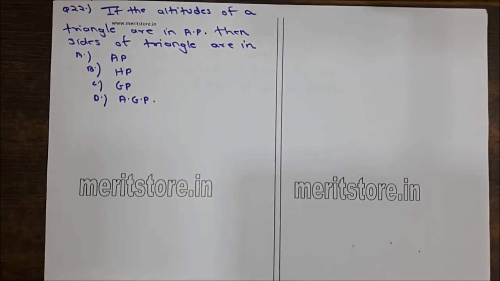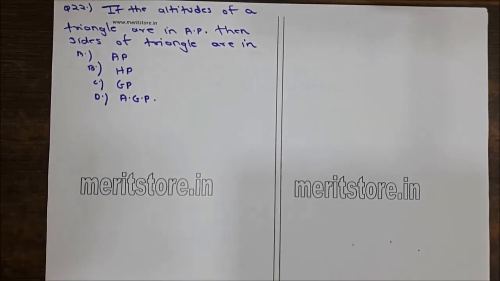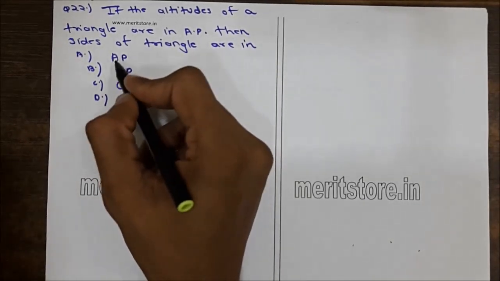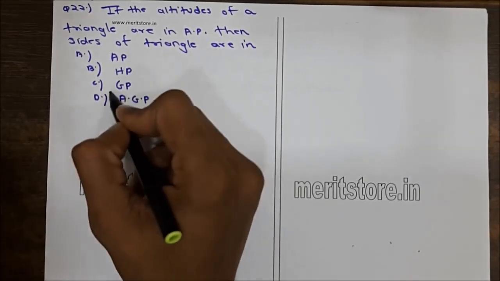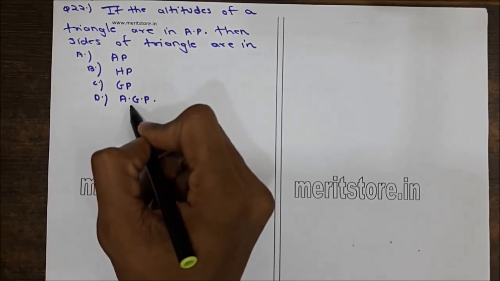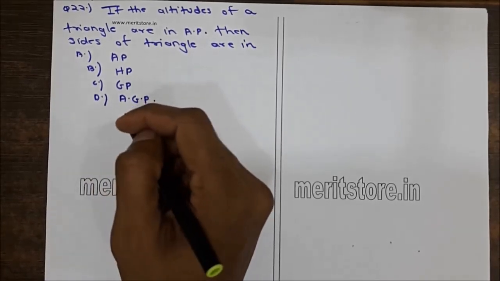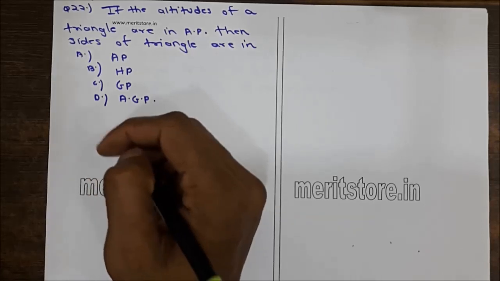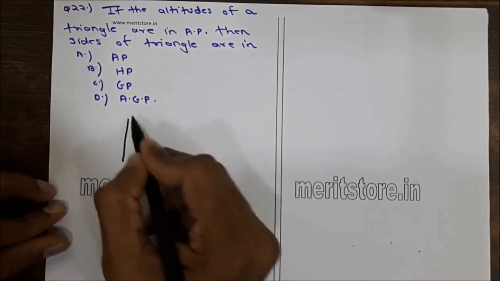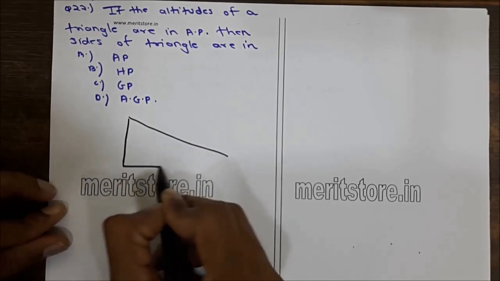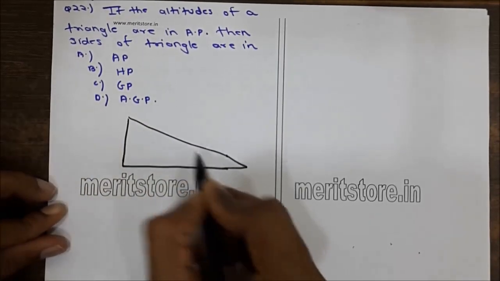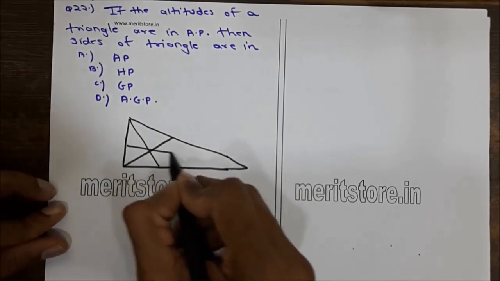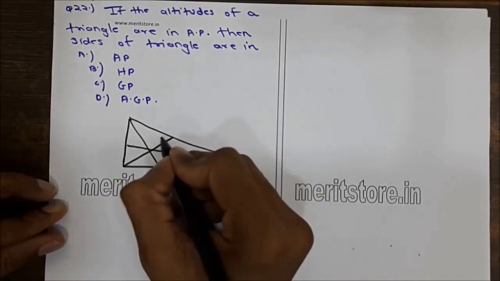Question 22. If the altitudes of a triangle are in AP, then the sides of the triangle are in, we have four options: A AP, B HP, C GP and D AGP. So let P1, P2, P3 be the altitudes of triangle PQR. If we draw a triangle, altitudes from all the angles, making an angle of 90.